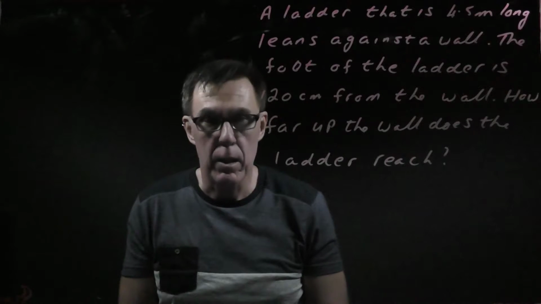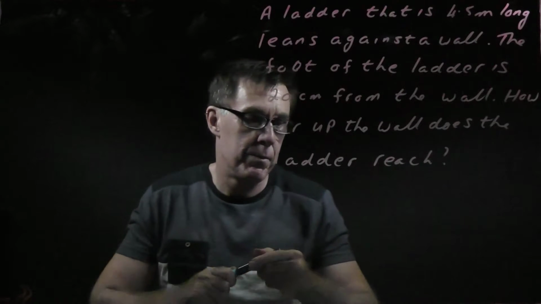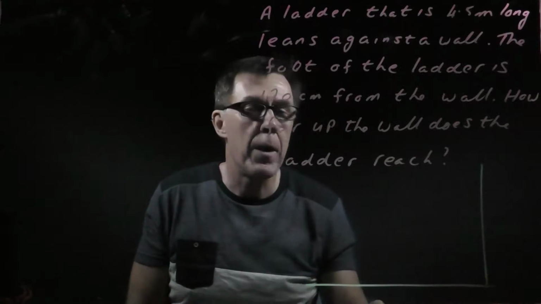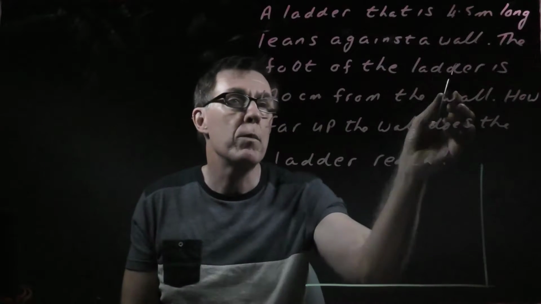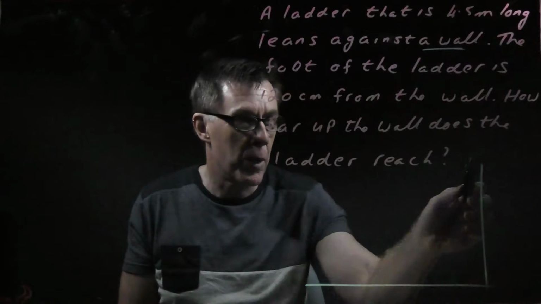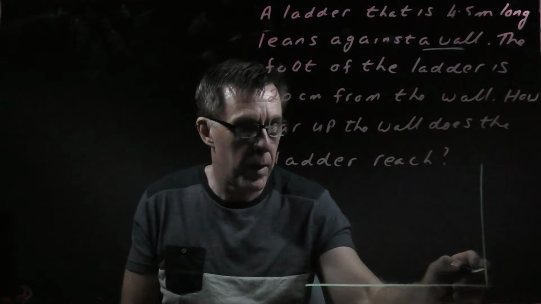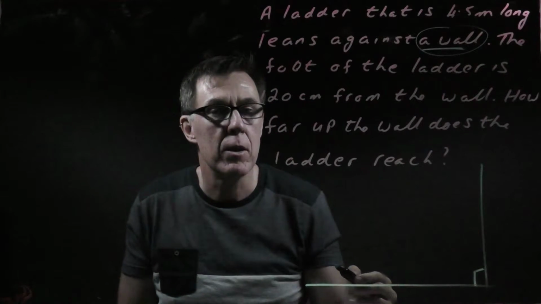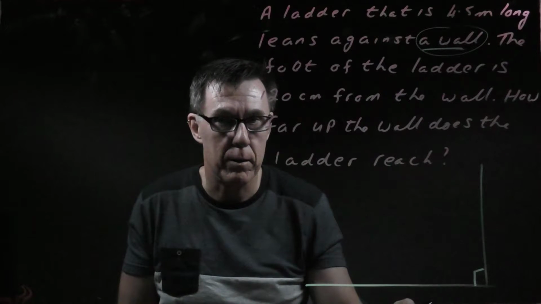So we have a ladder leaning against the wall. There's the ground, there's the wall. By the way, in maths, when we talk about things like a wall, that's maths code to tell you where the wall meets the floor. That's our way of telling you that's a right angle. So whenever you see something like that, straight away you know you're going to have a right angle in there.